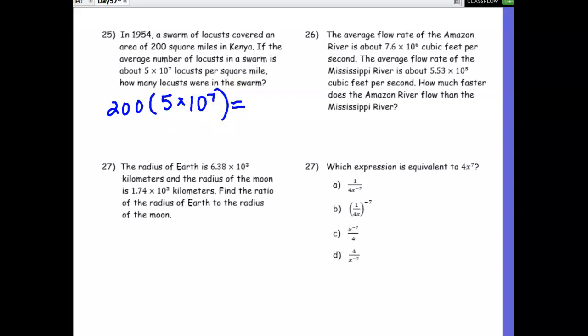Okay, number 26, the average flow rate of the Amazon River is about 7.6 times 10 to the 6th cubic feet per second. The average flow rate of the Mississippi is 5.53 times 10 to the 5th. How much faster does the Amazon River flow than the Mississippi? So how much faster is actually going to be a subtraction problem. You're going to take 7.6 times 10 to the 6th power and subtract 5.53 times 10 to the 5th power. Okay, put it into Desmos and get your answer.